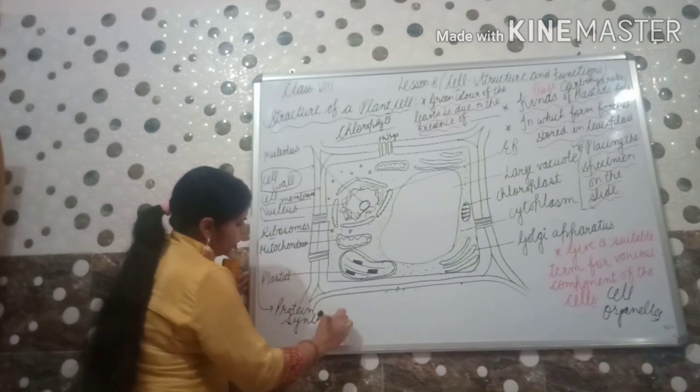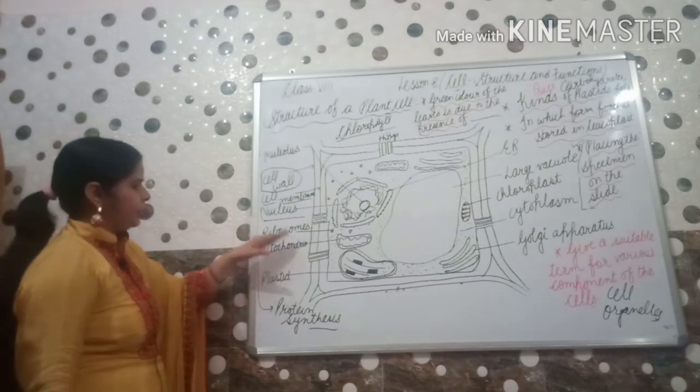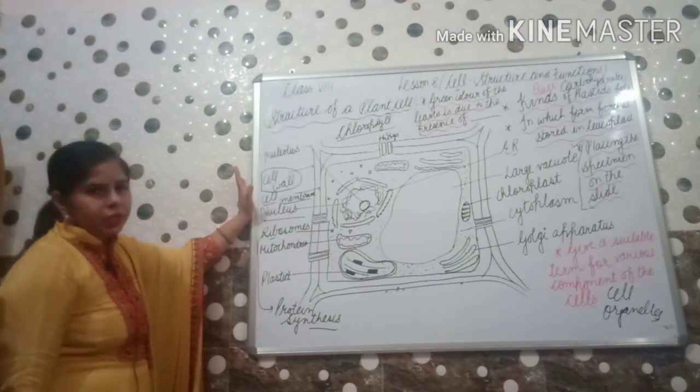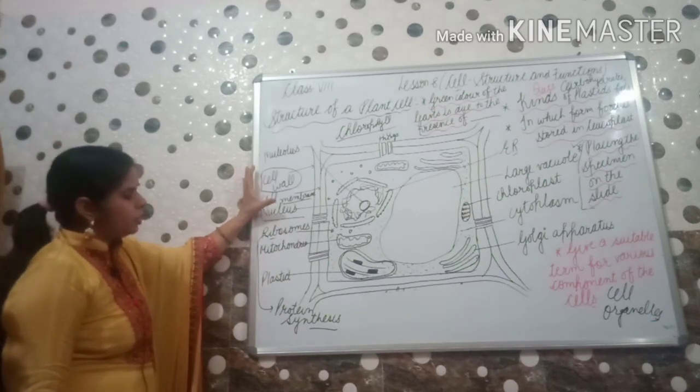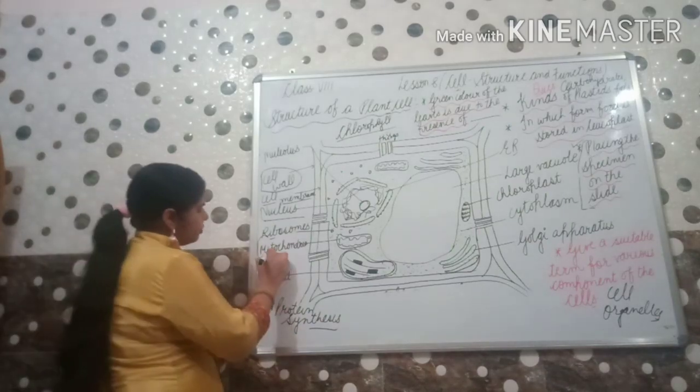Ribosomes are there for the protein synthesis mainly. Next, mitochondria. Why is there a need for mitochondria? As we have discussed earlier about all these components, now mitochondria is for what? To provide energy.